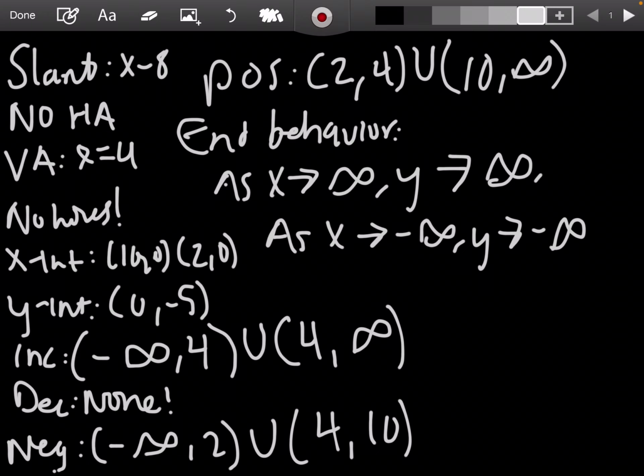And that right there is all the key features of a rational function with a slant asymptote.